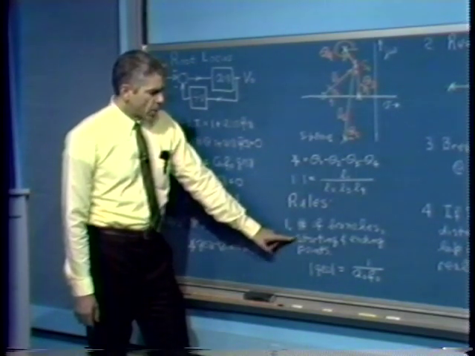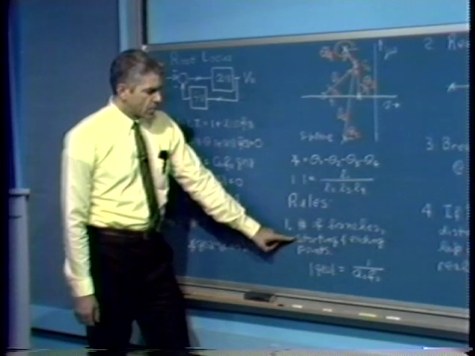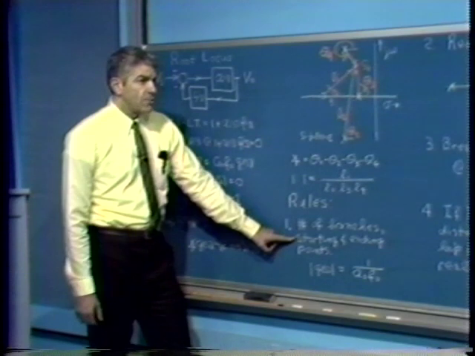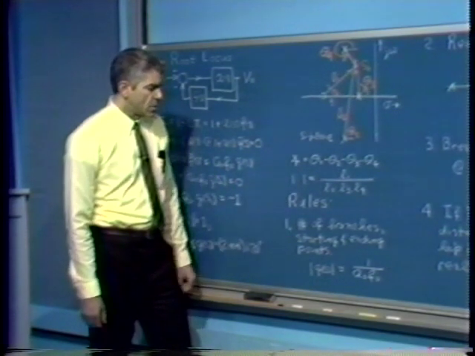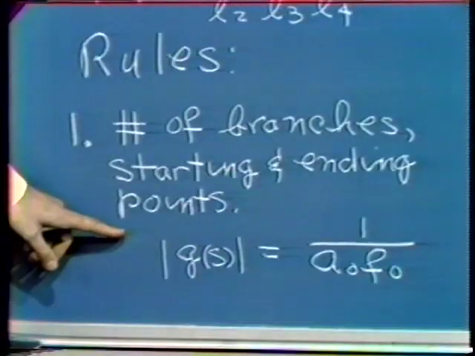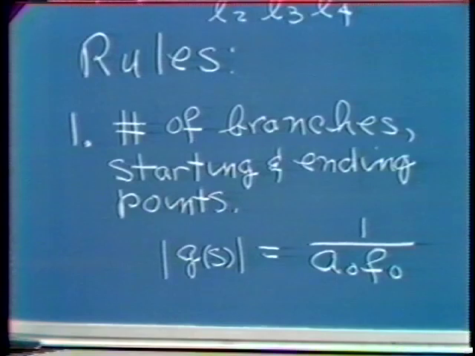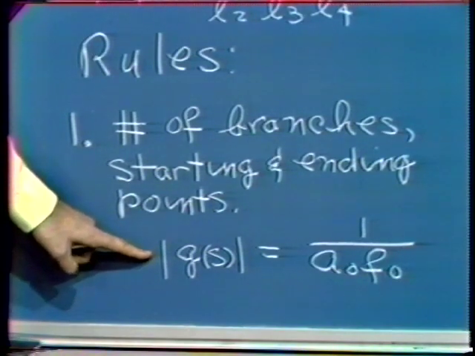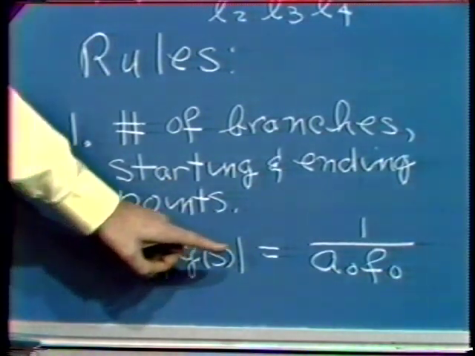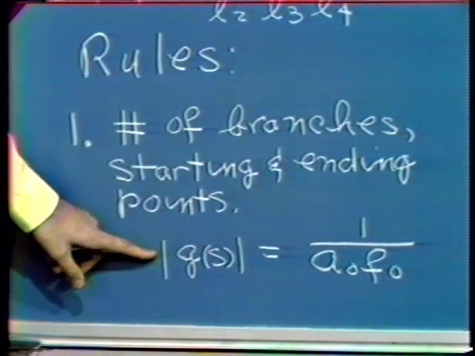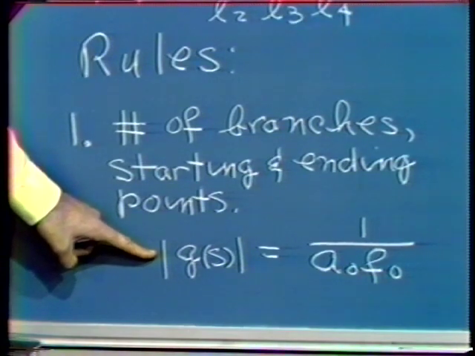The second part of Rule 1 involves the location of the closed loop roots, or the closed loop poles, for very large and for very small values of the A0, F0 product. In particular, satisfaction of the magnitude condition, this becomes a little embarrassing since I had mentioned that the real leverage comes out of the angle condition, and unfortunately the first rule is really proved using the magnitude condition. If we rearrange the magnitude condition, the magnitude of G of S must be equal to 1 over the A0, F0 product in order to be at a point which is a closed loop pole of capital A.